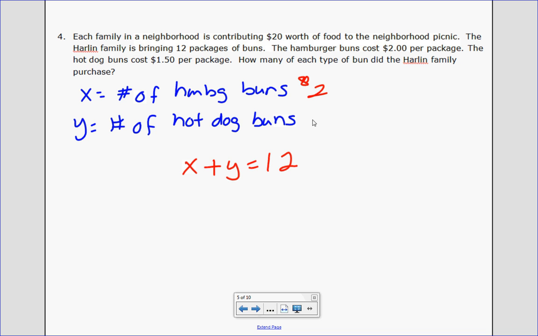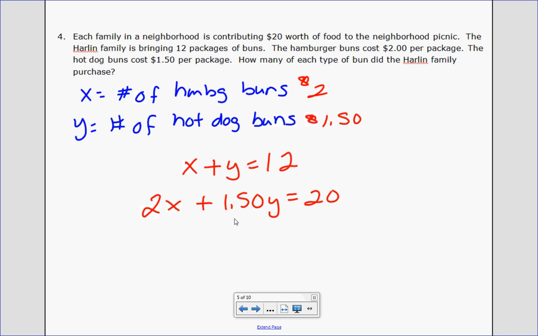$2. See how I'm writing it out to the side right here? I do this when I'm trying to write my system, so I make sure I don't put them with the wrong letter. So I'm going to have $2 times the hamburger plus $1.50 times the hot dog, and that's going to equal $20. Now see, again, these are both written in standard form.